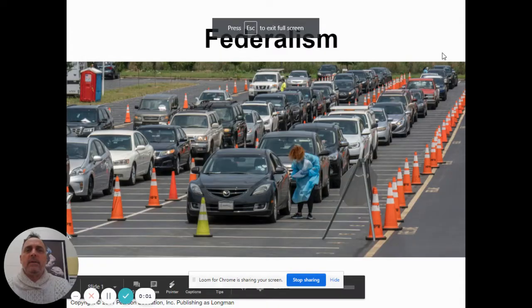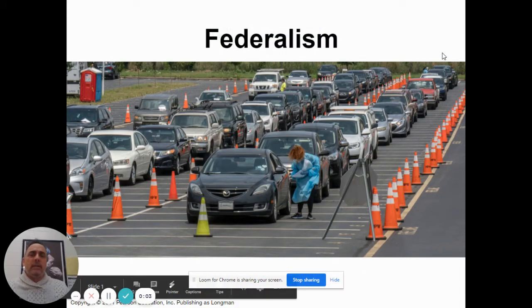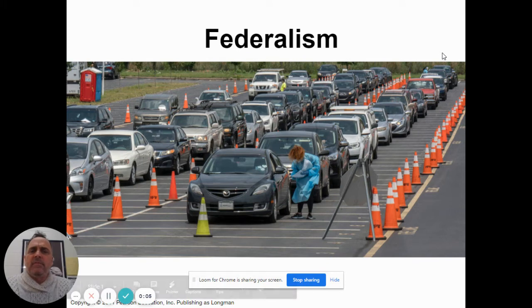3 for AP American Government and Politics. And today, Chapter 3, we're going to be looking at the concept of federalism, which oftentimes confuses students. What we're talking about with federalism is the concept of having multiple levels of government. So we have the federal, we have state, we have local government. So when you think of federal, think of the multiple levels.